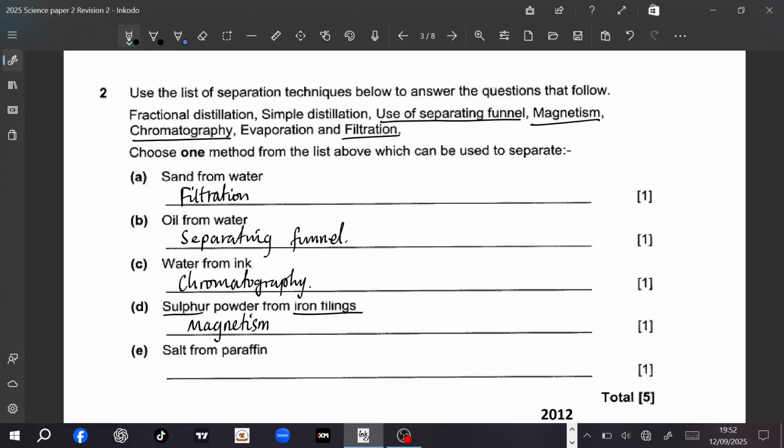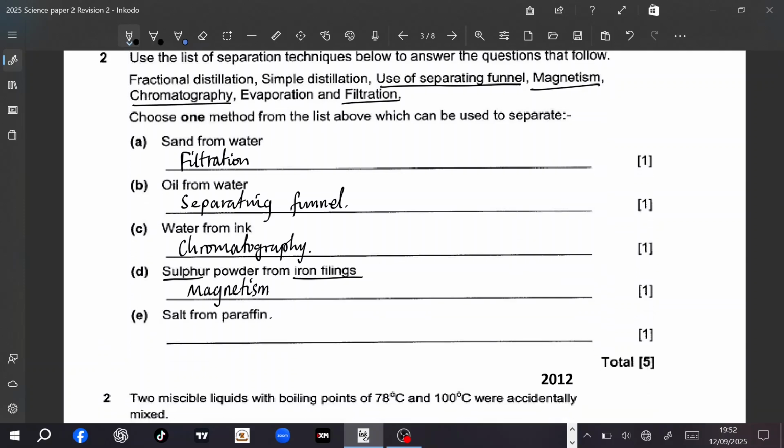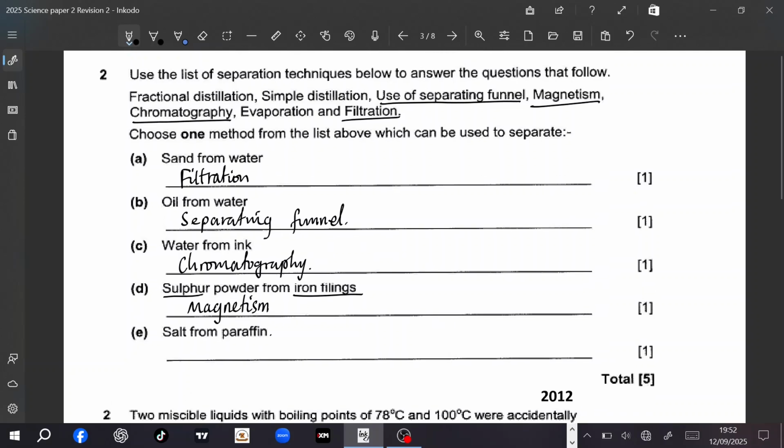Then salt from paraffin. So salt does not dissolve in paraffin. Okay, salt does not dissolve in paraffin. So the method that we can use here is also filtration.